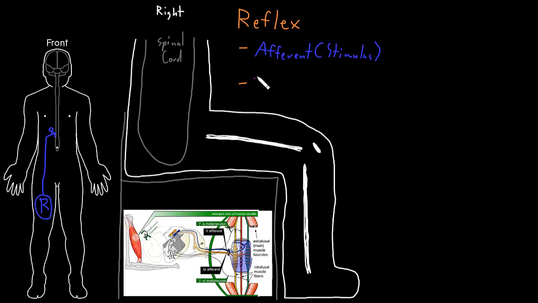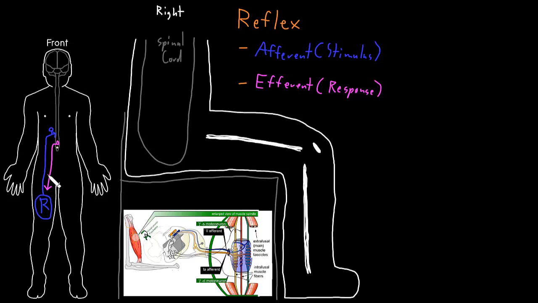The other part of a reflex is called the efferent part of the reflex. Efferent carries information away from the central nervous system to cause a response somewhere in the periphery. So there will be some sort of neuron that'll carry that information away from the central nervous system out into the periphery to cause some sort of response.